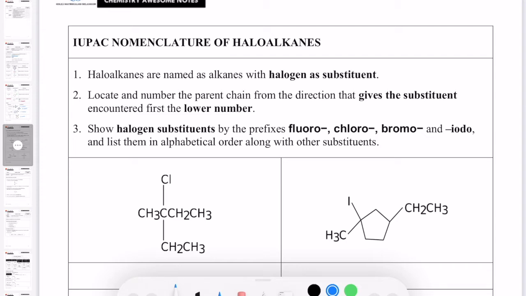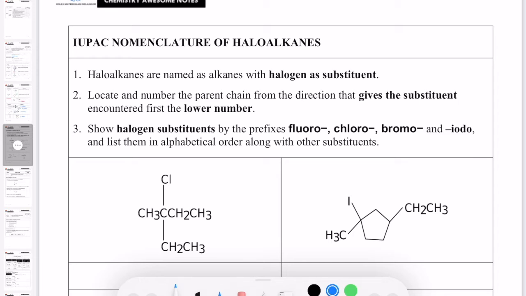Now, let's see this one. How to name the haloalkane. Haloalkane is the easiest for us to name. For haloalkane, the halogen will usually be a substituent only. It does not become the parent chain.